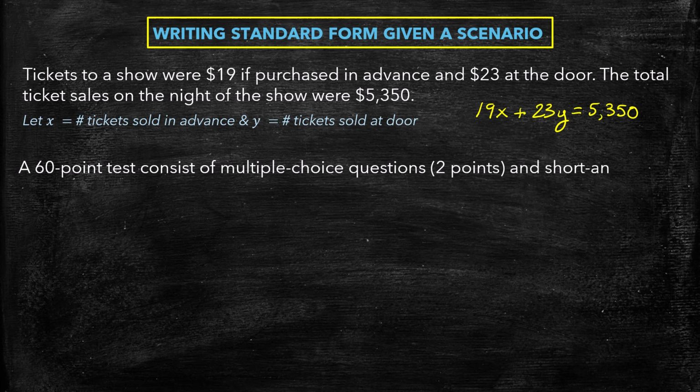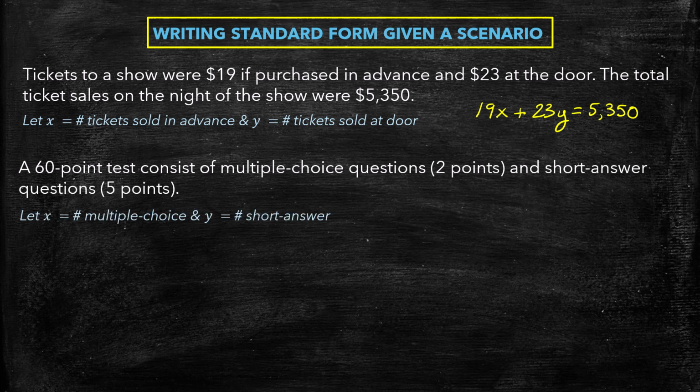60-point tests consisting of multiple choice and short answer questions. So let x equal the number of multiple choice questions, and they're worth 2 points each. So 2x would give the total points from the multiple choice section, and 5y from the short answer, and that would have to add up to 60.